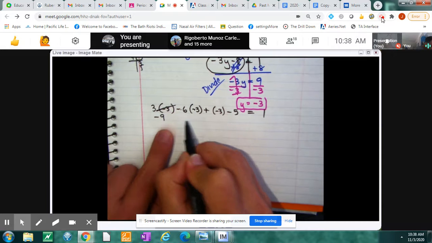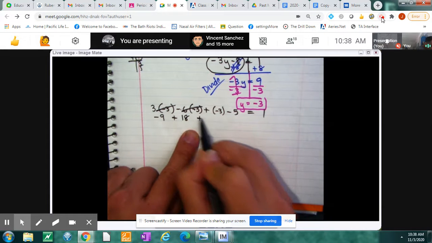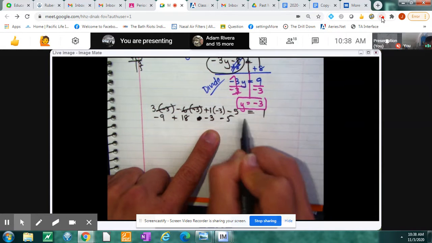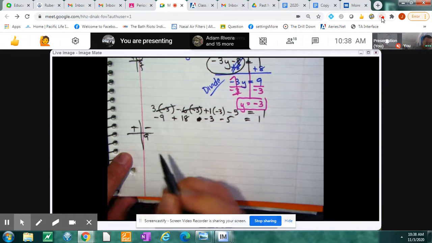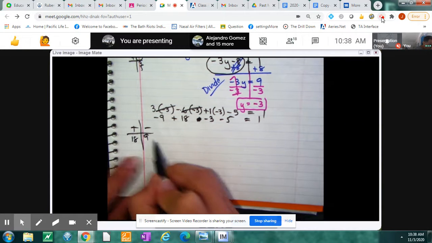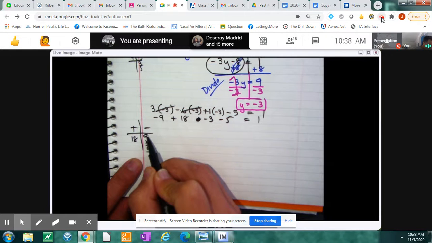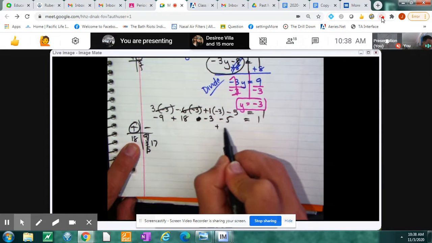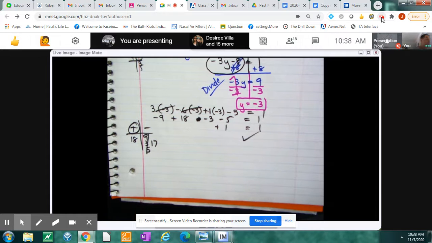-6 times -3 is positive 18. Plus -3, I could put a 1 right there. That'll give me -3 minus 5 equals 1. So now let's do the t-chart. -9 plus 18, -3, -5. So here I got 17. So who wins? Positive. By how many? By 1. 1 equals 1. Yep, it balances. And boom, you're done.